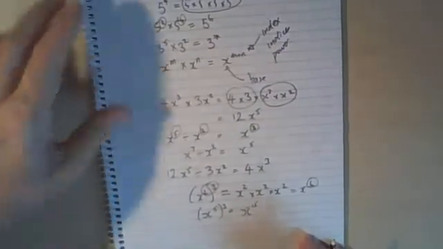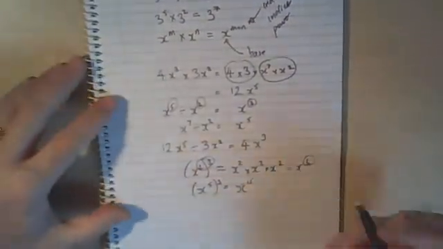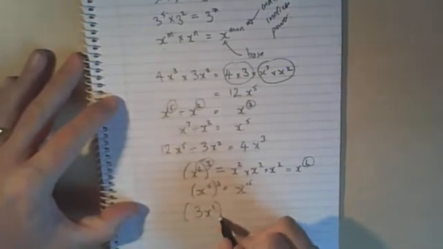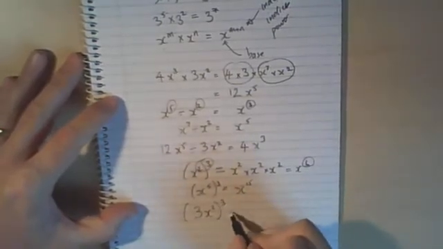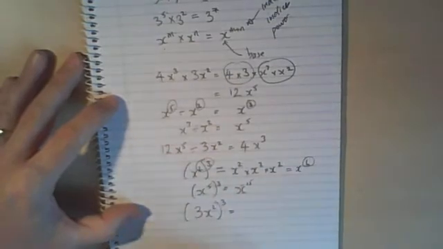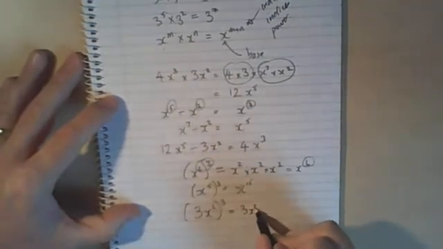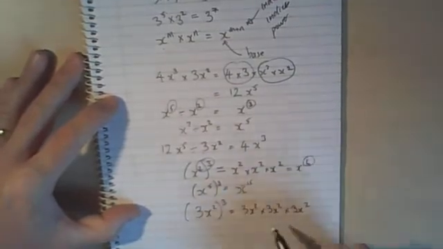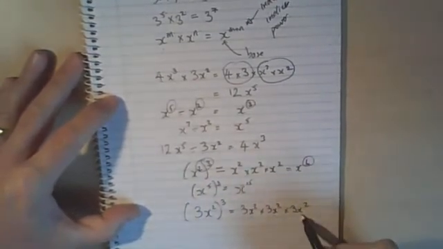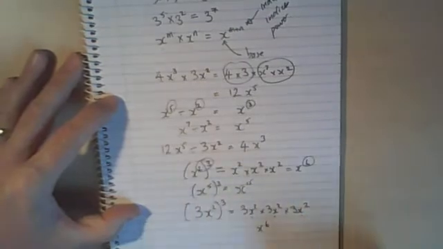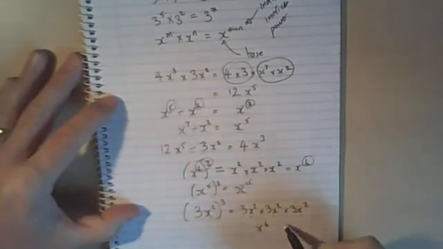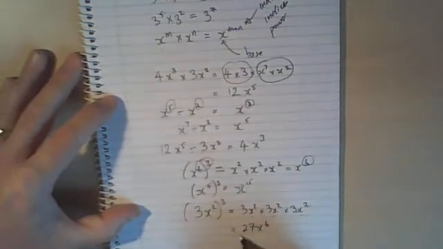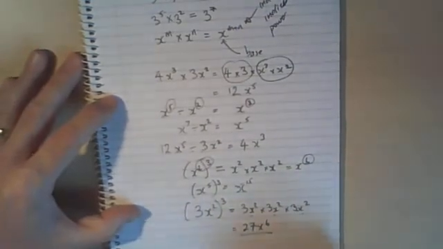The only time that gets slightly more complicated is if we look at something like 3x squared, cubed. Now what we've got here is 3x squared times 3x squared times 3x squared. x squared times x squared times x squared is x to the power of 6. 3 times 3 times 3 is not 9, it's 27. Finished. So how can we get there quickly?